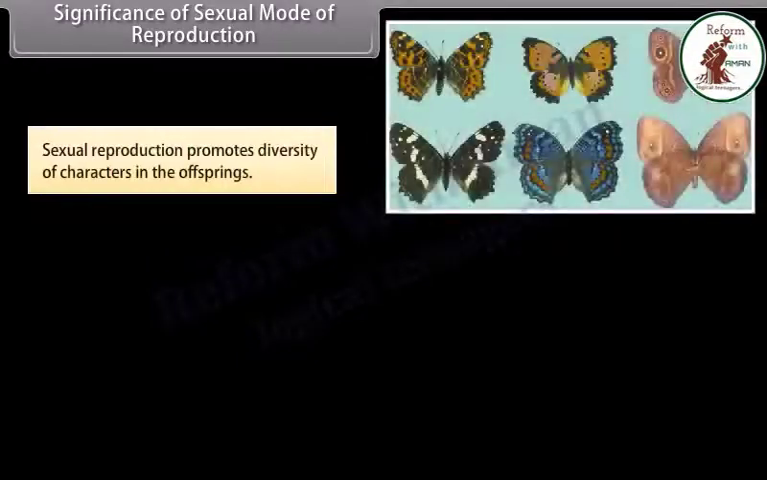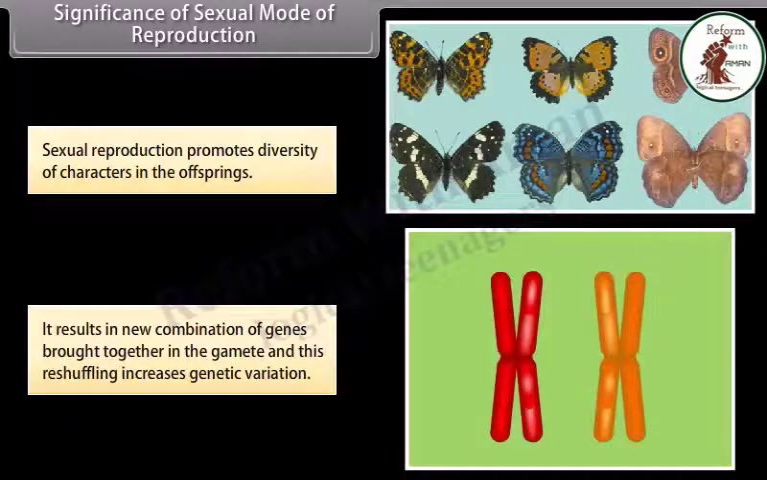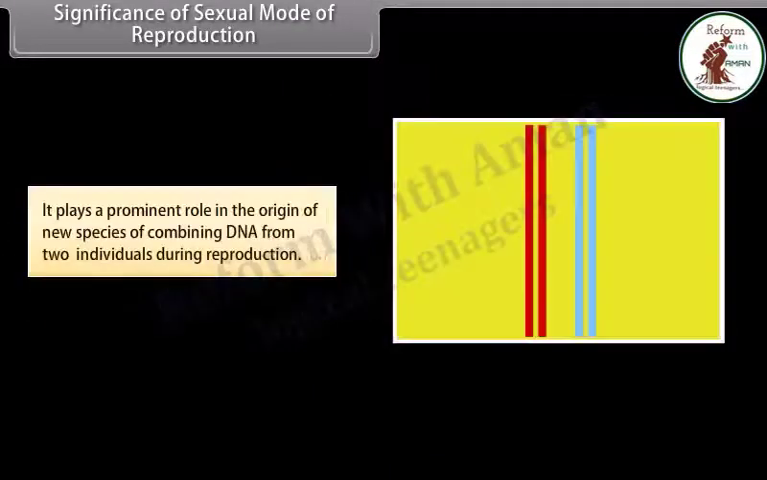Significance of sexual mode of reproduction. Sexual reproduction promotes diversity of characters in the offsprings. It results in new combinations of genes brought together in the gamete, and this reshuffling increases genetic variation. It plays a prominent role in the origin of new species by combining DNA from two individuals during reproduction.